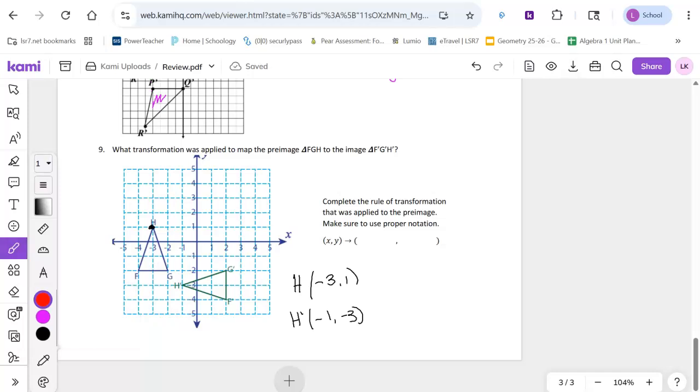So if I'm looking at this, I know this is going to be my x, y. So if I see how I rearranged it or how I maneuvered it, it would be -y, x, which tells us it's a 90-degree rotation. So the rule is just (-y, x). Hope this helps.